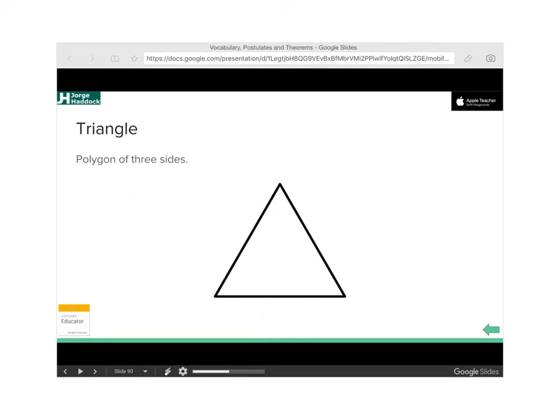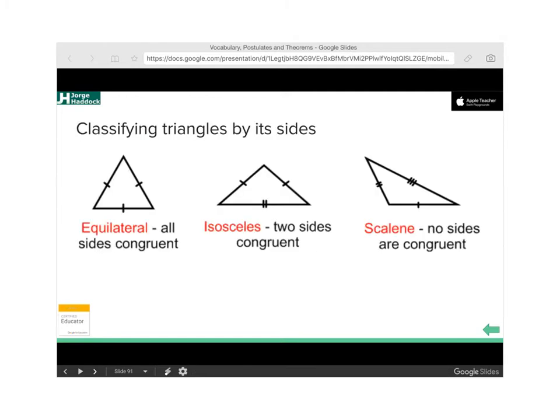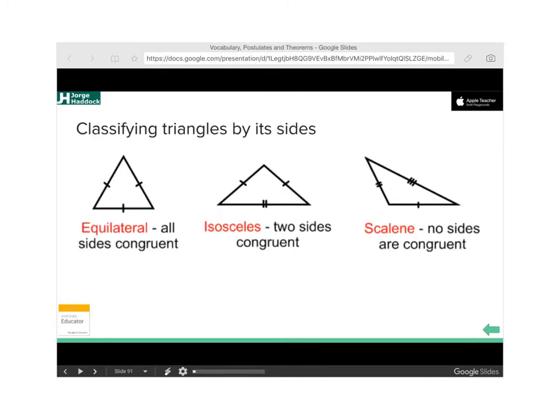Let's see how we can classify triangles. So there's two types of classification. The first one is by its sides. So we classify a triangle by its sides.